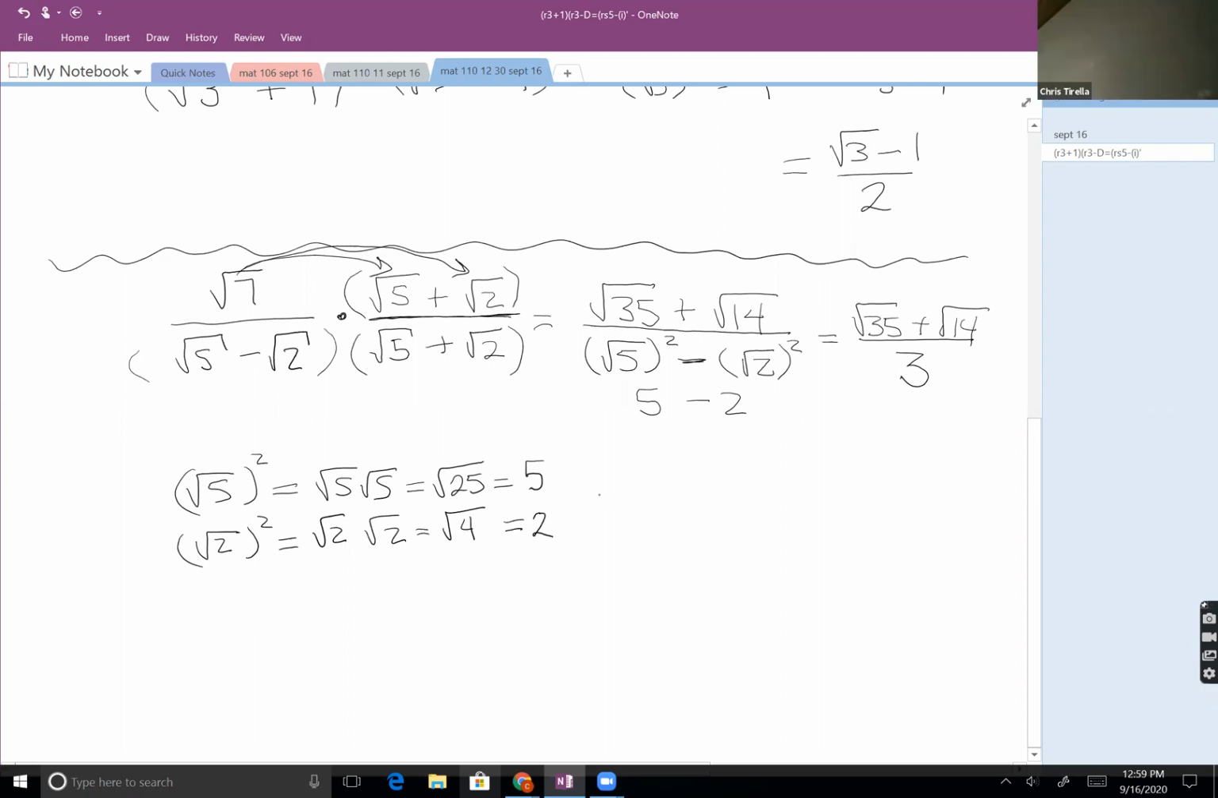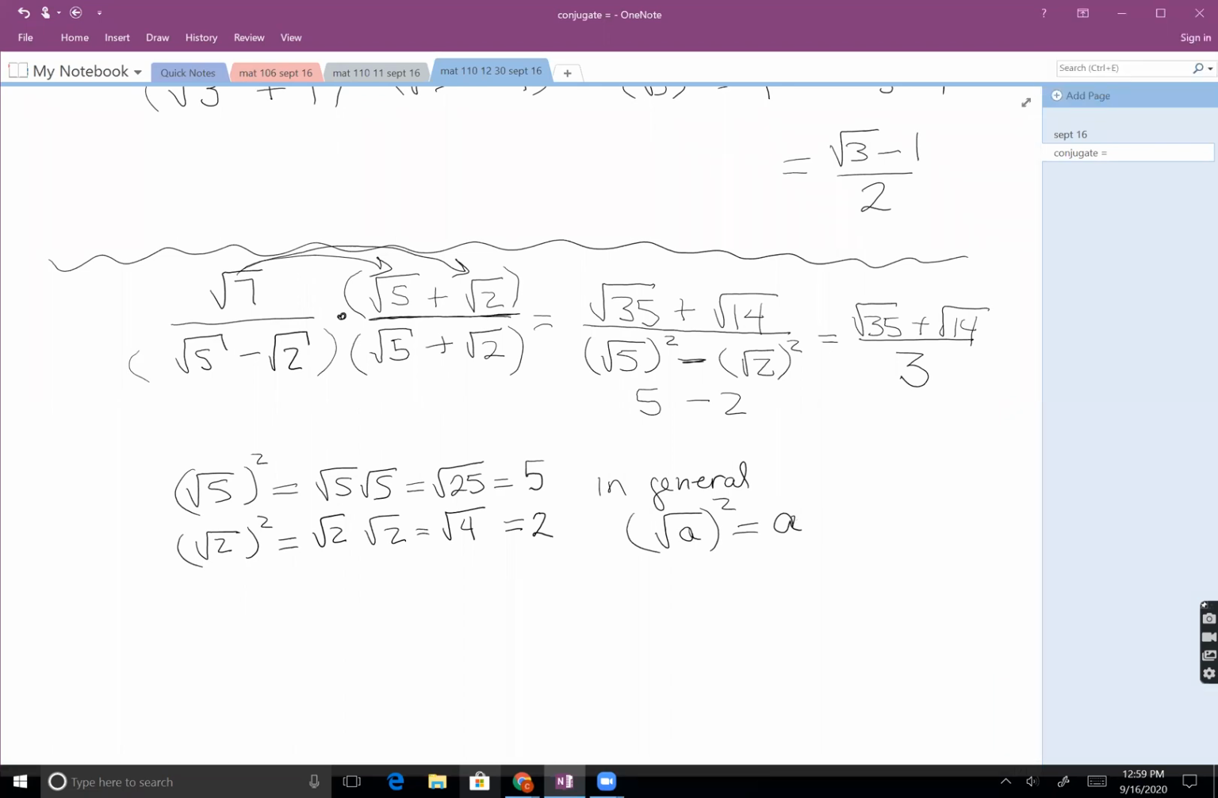So in general, if I have the square root of a and I square it, I'll always get a. When you square a square root, it's just like taking its head off. It undoes it. Gotcha. Thank you for asking. Better? Yes.